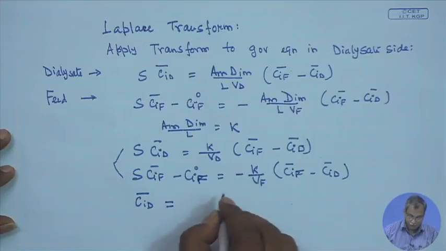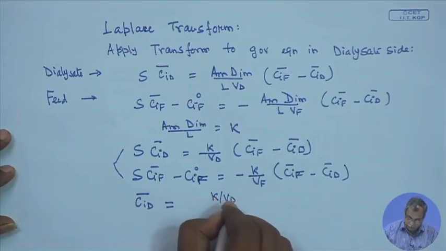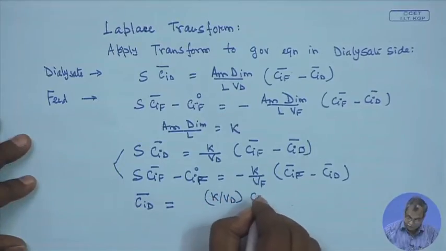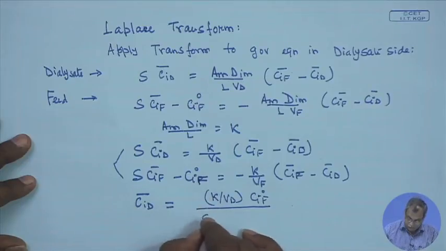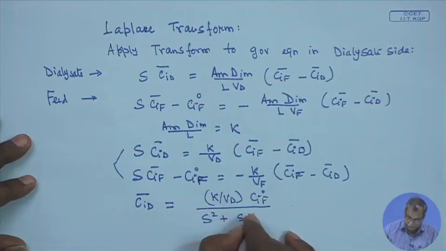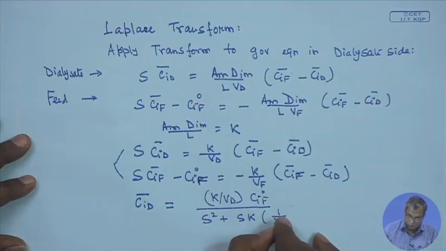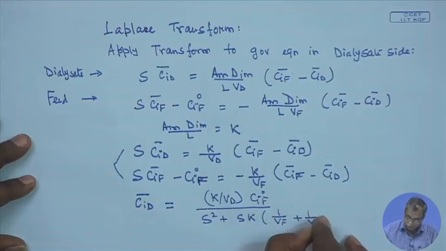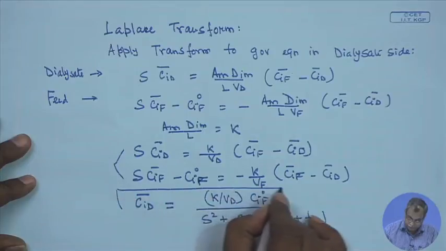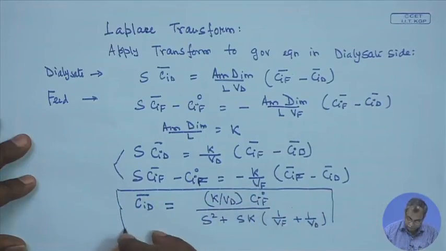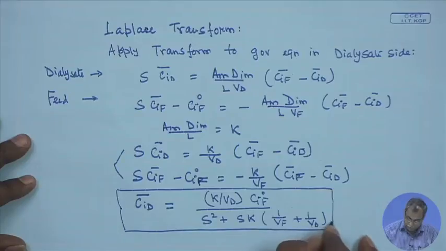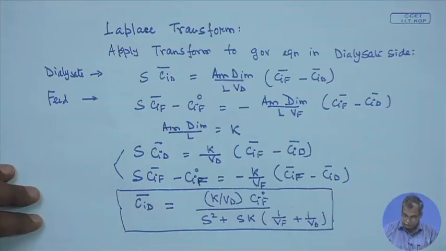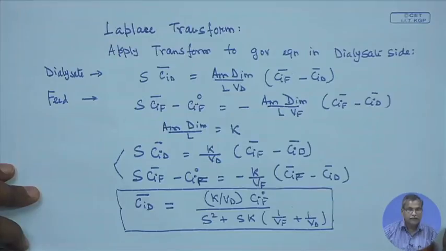So, C_Id bar becomes K by V_d C_If naught divided by s square plus s K times (1 over V_f plus 1 over V_d). That becomes the governing equation of the solute concentration on the dialysate side in the Laplace transformed variable.